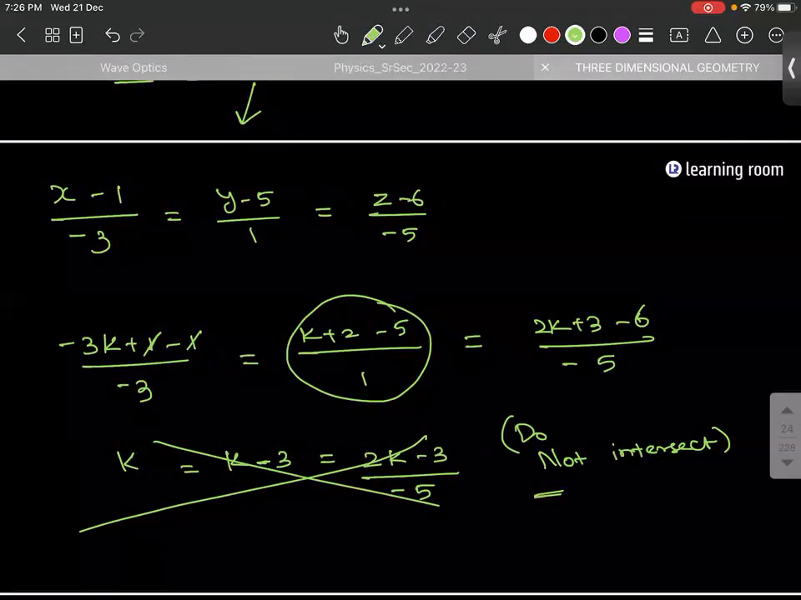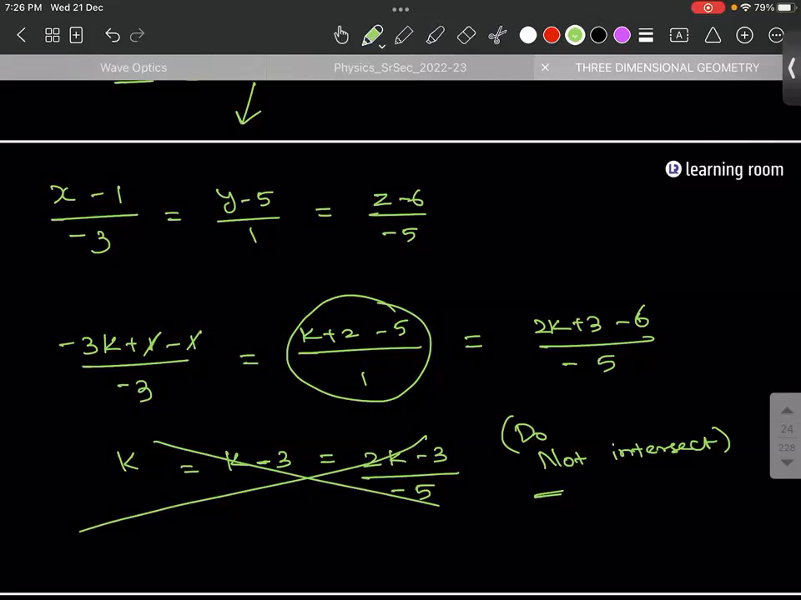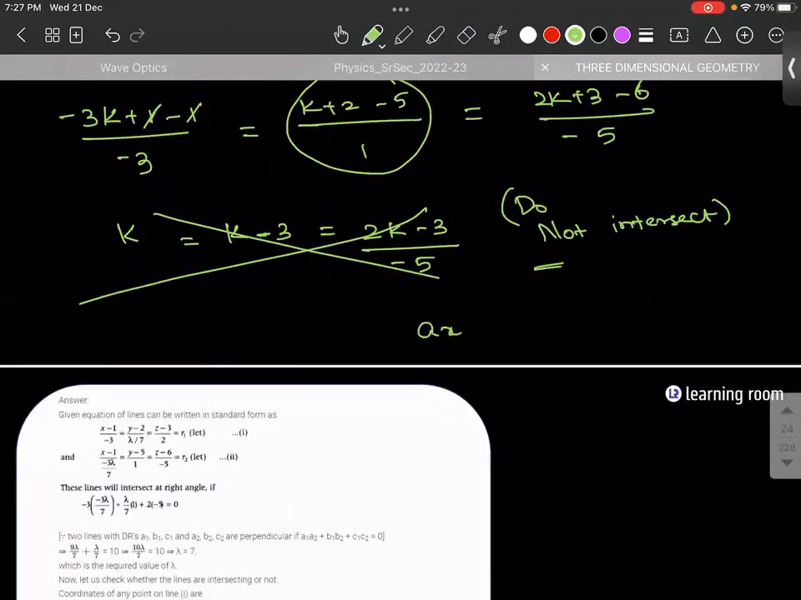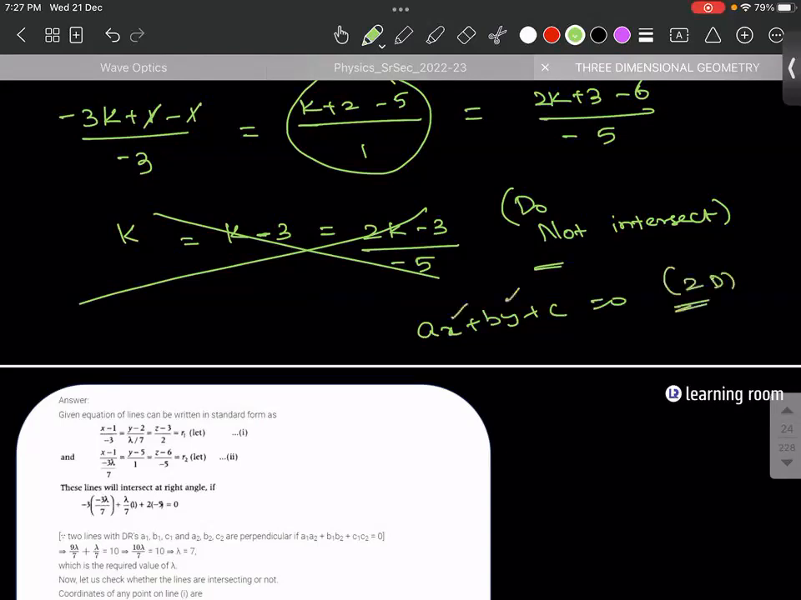Sir, can we also use the 10th standard concept a1 by a2? You can't use it like that. You can use it only when it is of the form ax plus by plus c is equal to 0. That is for 2-dimension, where you have x and y. In 3-dimension, you can't use it. Yes, okay.